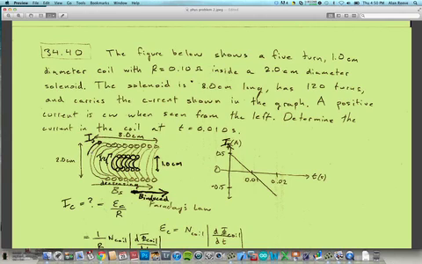And they want us to determine the current in the coil at time 0.01 seconds. So that's right here, 0.01 seconds.